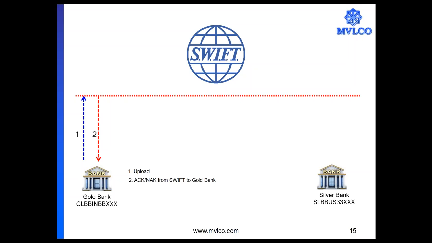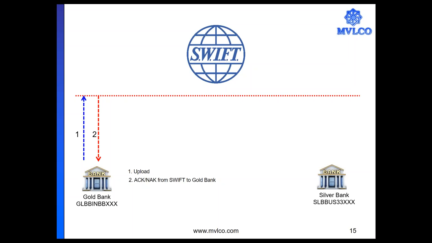So there are two kinds of acknowledgements. One is a positive acknowledgement known as the ACK, and the negative acknowledgement called the NAK. Now, in response to every FIN message the Swift receives, it would send an acknowledgement message to the sending logical terminal. The acknowledgement message contains the message validation result. We said earlier that NVRs will have to be validated. So this includes the message validation results.